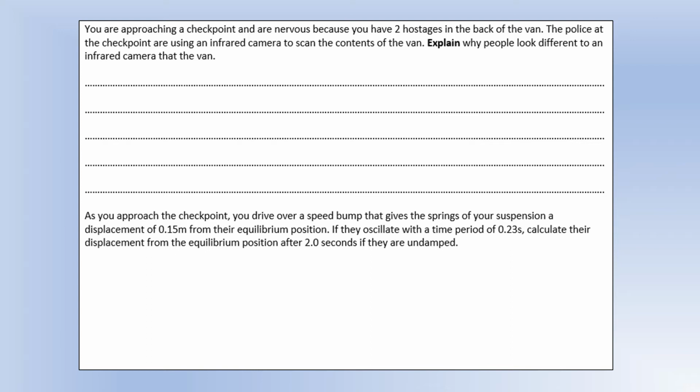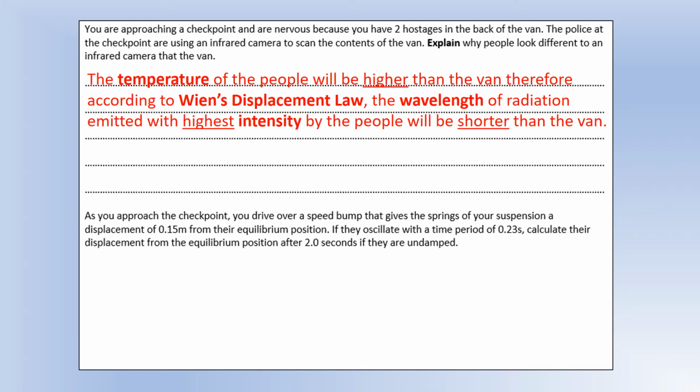Explain why people look different to an infrared camera than the van. So, first of all, the key is the temperature of the people is going to be higher than the van. Most of the van will be at air temperature, so about 20 degrees. The people will be at 37 degrees. So according to Wien's displacement law, the wavelength of the radiation with the highest intensity from the people will be a shorter wavelength than the van. So that's how it would look to an infrared camera, and however they decide to put that on the screen.